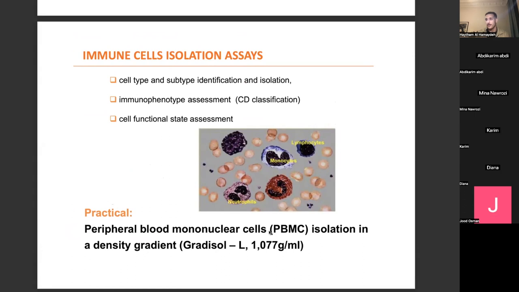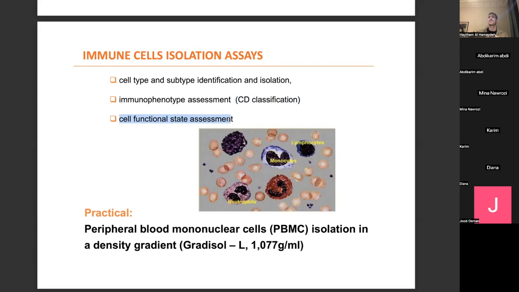They are methods that help us as scientists to separate individual cells into populations. For example, like we explained earlier, an immunophenotype assessment, in this case CD classification. Basically, we are separating the cells that have CD3, such as T lymphocytes, from the B cells that have CD19, CD20, on their own. So we're just separating them into populations. Or we can also separate the cells according to their function: if they are phagocytic cells, antigen presenting cells, or cytotoxic T cells.